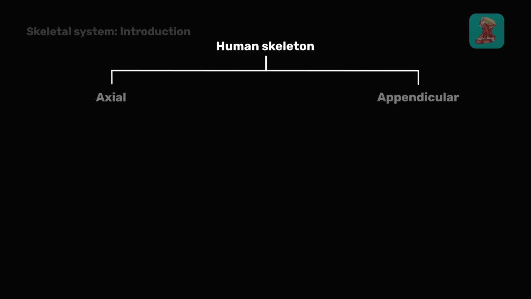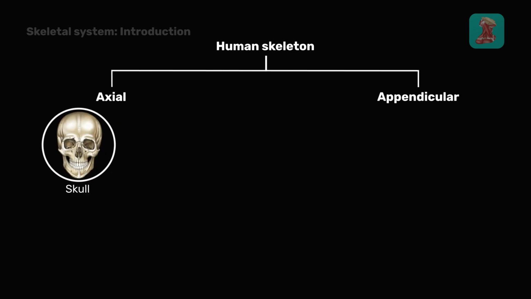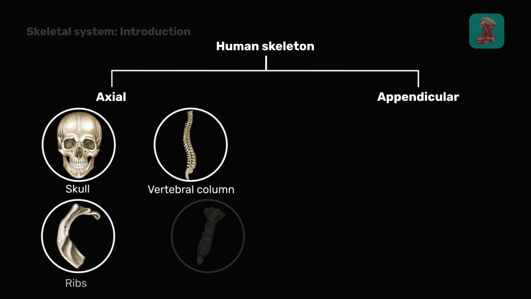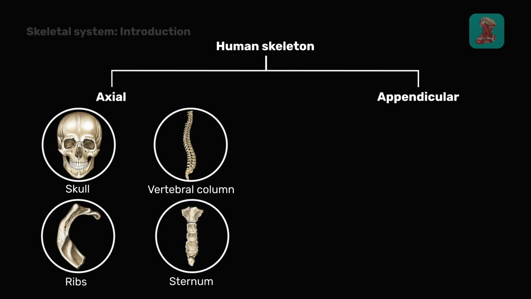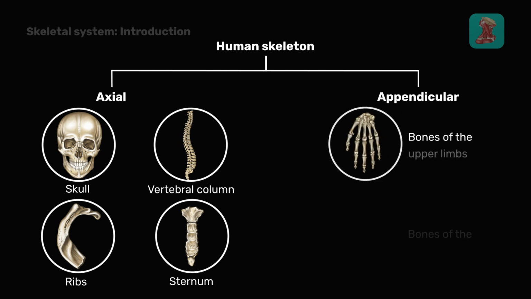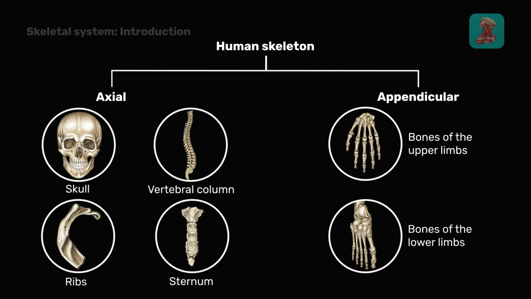The human skeleton can be divided into two parts, the axial and appendicular. The axial skeleton includes bones of the skull, the vertebral column, and the thoracic cage, also known as the rib cage, which consists of ribs and the sternum. The appendicular skeleton includes bones of the upper limbs and lower limbs.